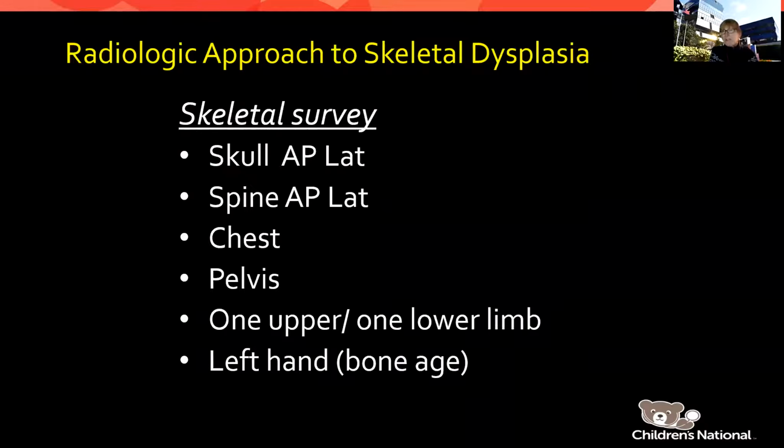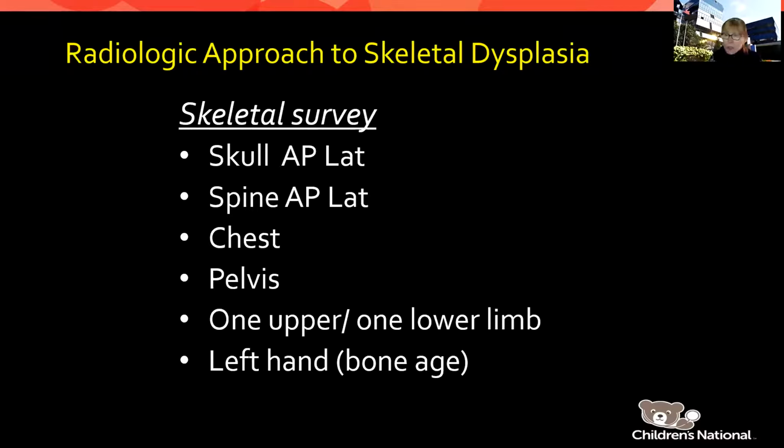So giving a differential, I think, is more useful to you all than a single diagnosis that's incorrect. So the skeletal survey. We do want an AP lateral skull. We do need an AP lateral spine. And those do have a bit of radiation.